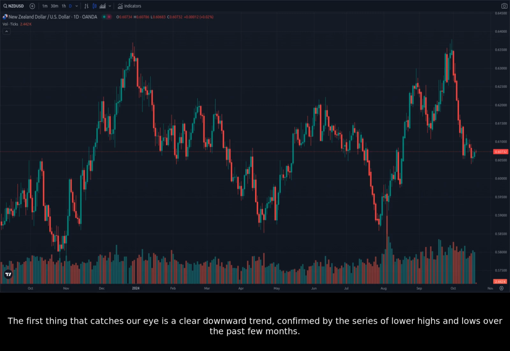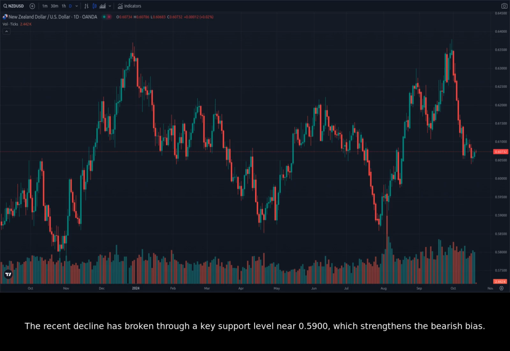The first thing that catches our eye is a clear downward trend, confirmed by the series of lower highs and lows over the past few months. The recent decline has broken through a key support level near 0.5900, which strengthens the bearish bias. However, we also see some signs of potential reversal.